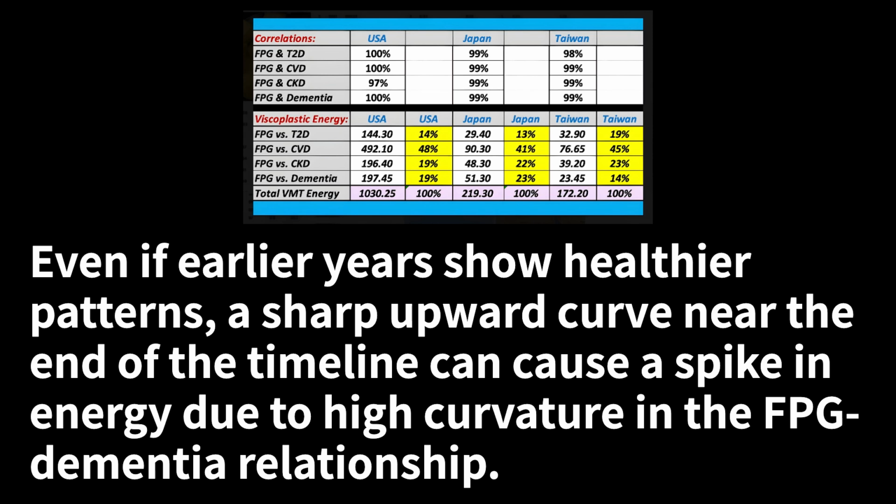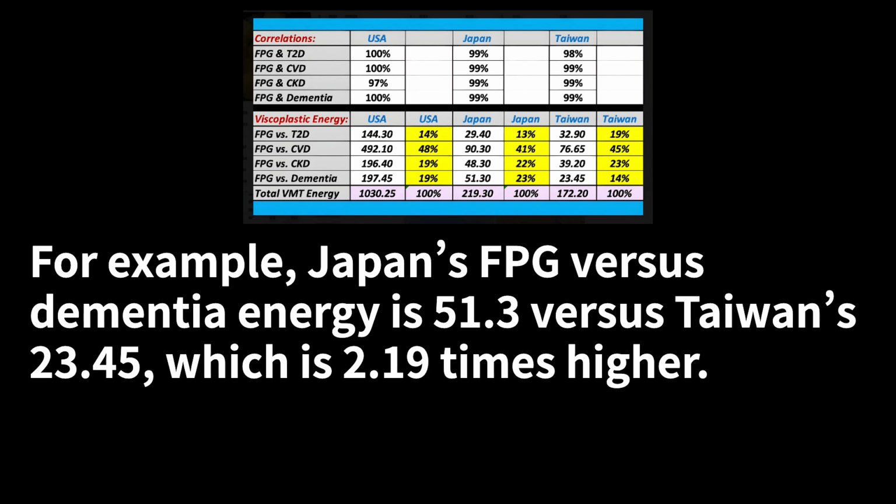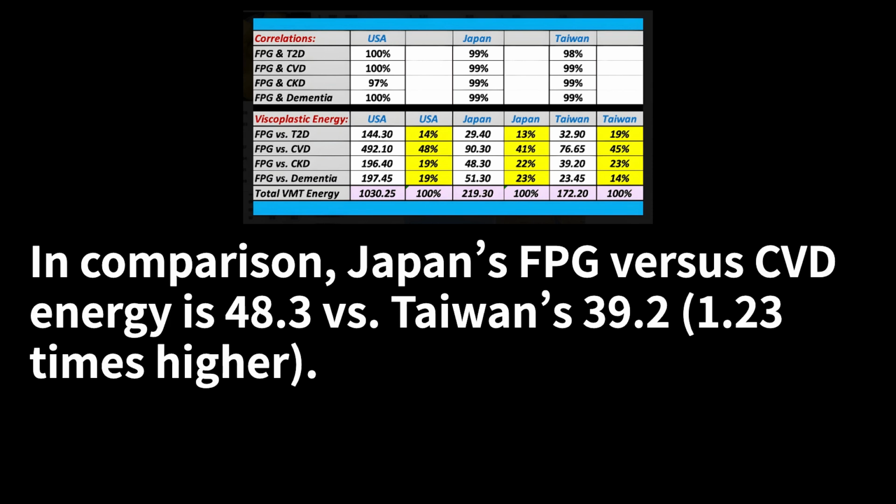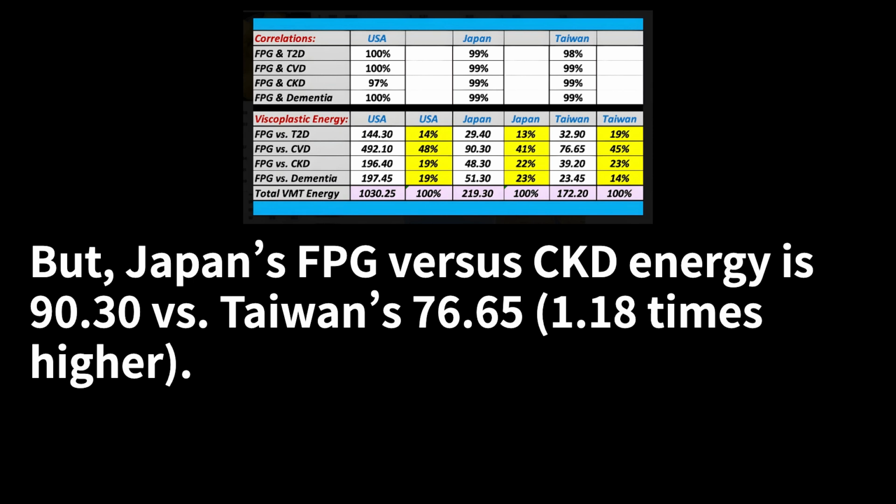A sharp upward curve near the end of the timeline can cause a spike in energy due to high curvature in the FPG-dementia relationship. For example, Japan's FPG versus dementia energy is 51.3 versus Taiwan's 23.45, which is 2.19 times higher. In comparison, Japan's FPG versus CVD energy is 48.3 versus Taiwan's 39.2, 1.23 times higher. And Japan's FPG versus CKD energy is 90.30 versus Taiwan's 76.65, 1.18 times higher.